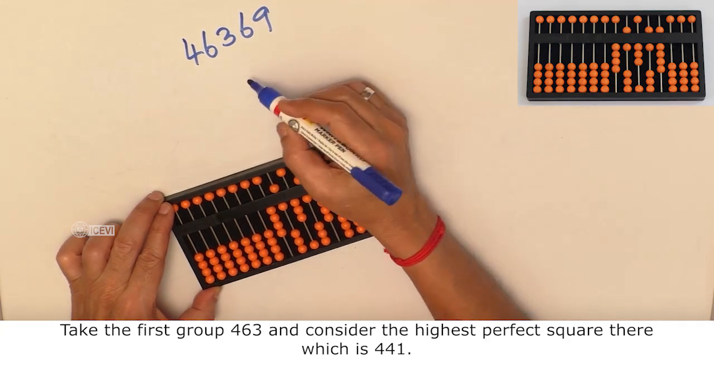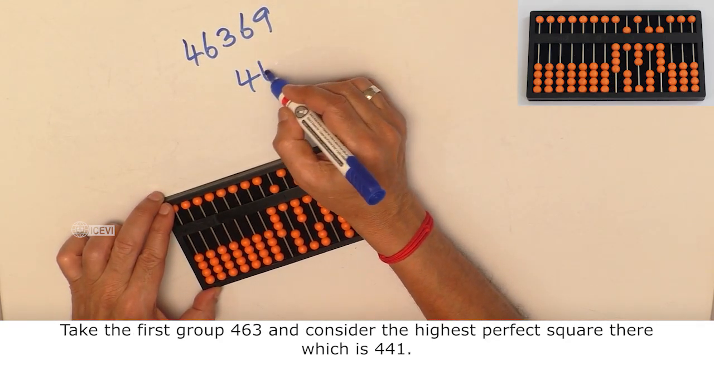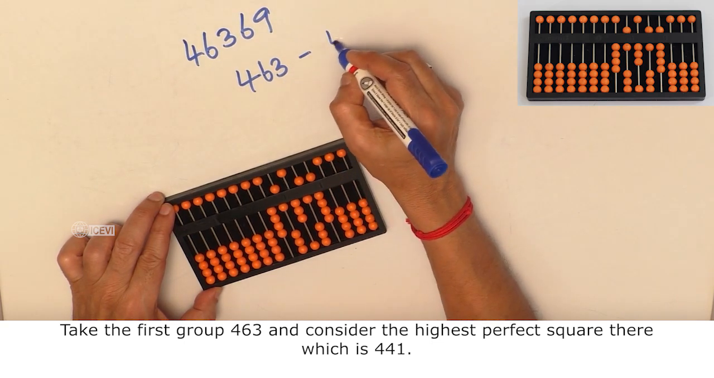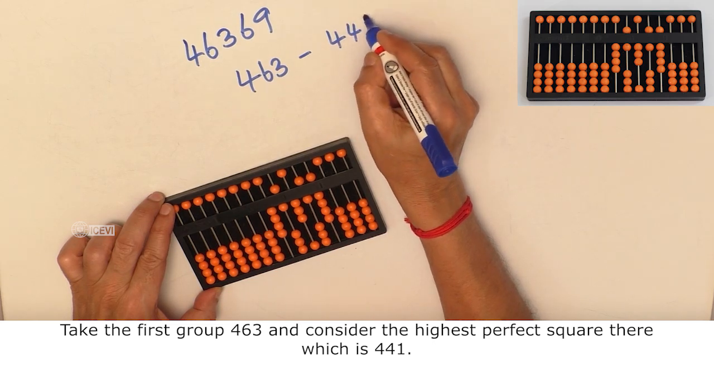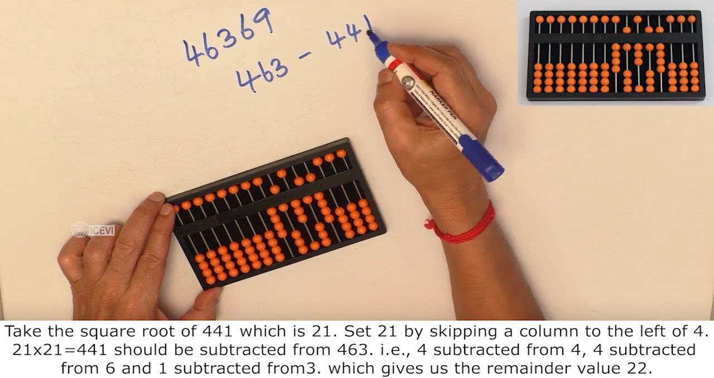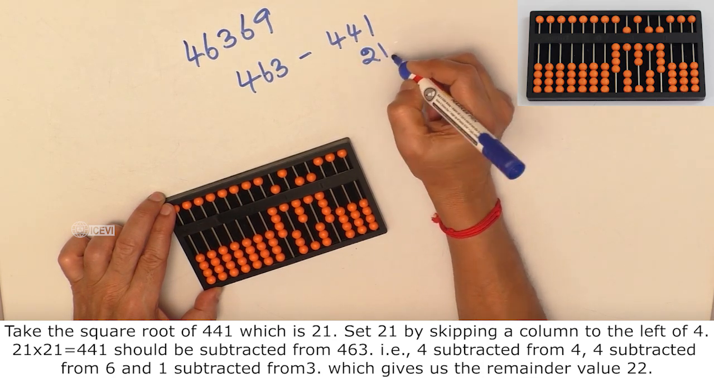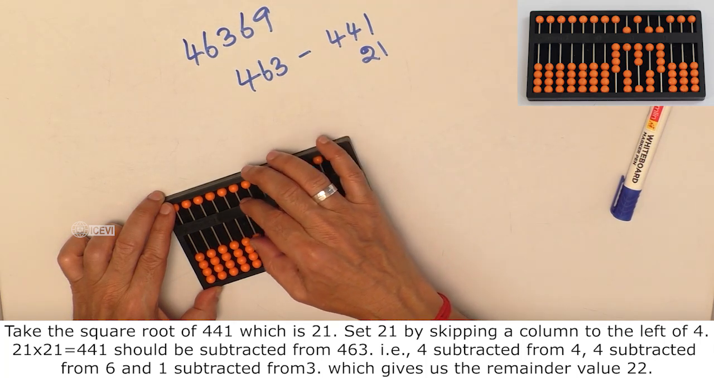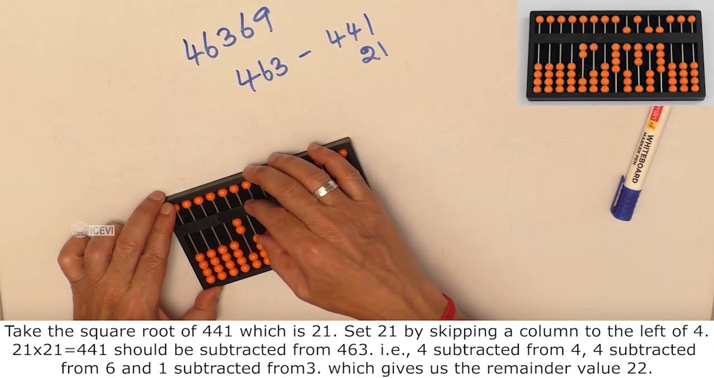Take the first group 463 and consider the highest perfect square there, which is 441. Take the square root of 441, which is 21. Set 21 by skipping a column to the left of 4.